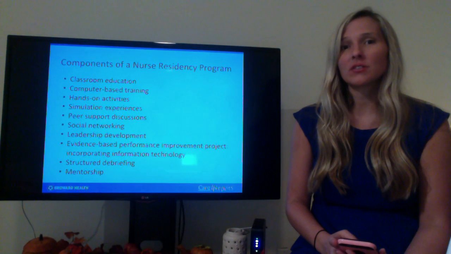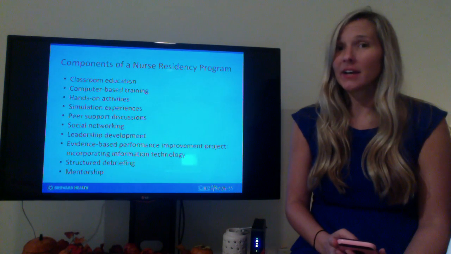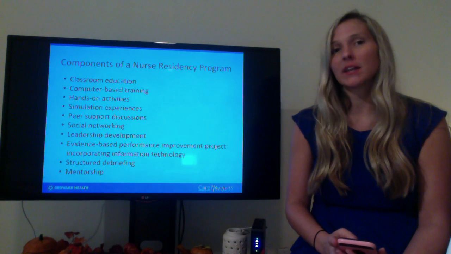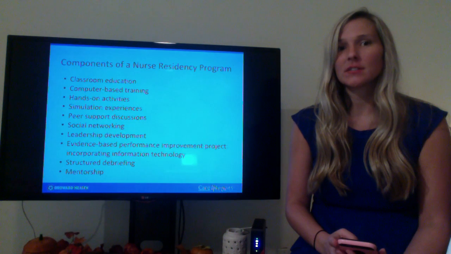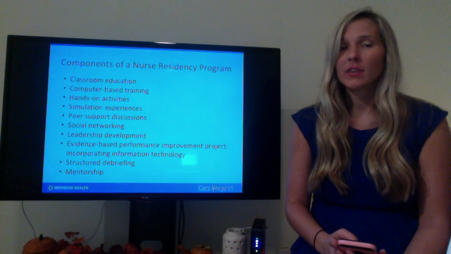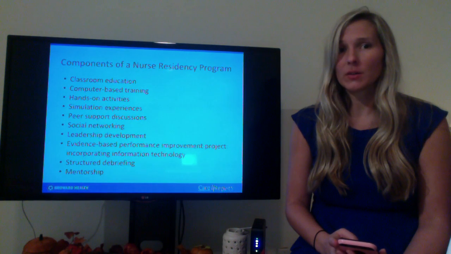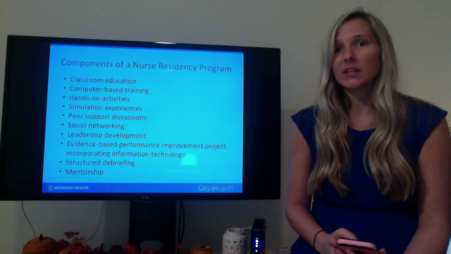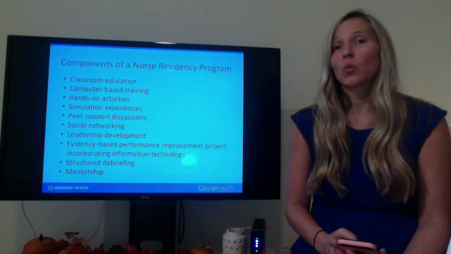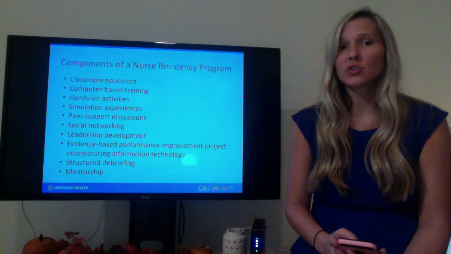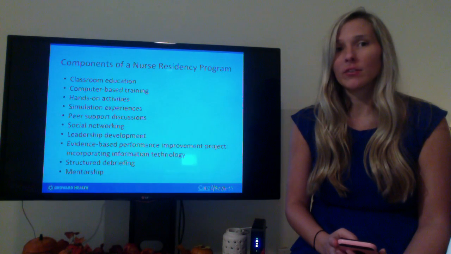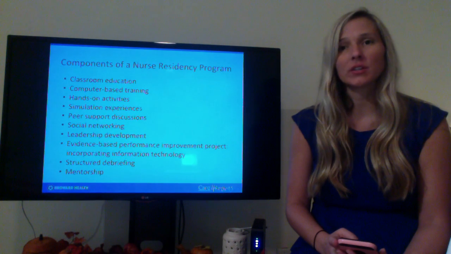The components of a nurse residency program can include classroom education, computer-based training, hands-on activities, simulation experiences, peer support discussions, social networking, leadership development, evidence-based performance improvement projects incorporating information technology. This is when groups of residents will get together and do research within the hospital and design quality improvement projects. Structured debriefing and mentorship.